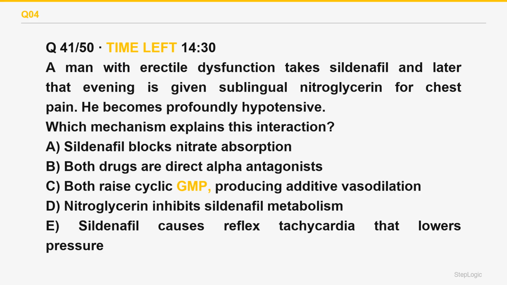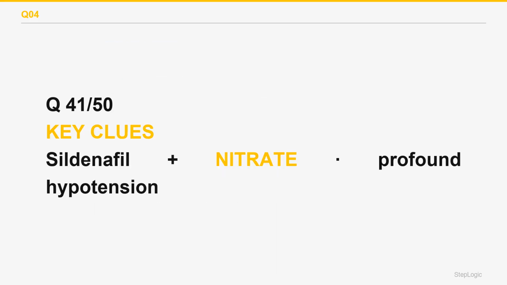Two drugs converge on the same second messenger from different directions. Nitrates donate nitric oxide, which activates guanylyl cyclase and increases cyclic GMP, relaxing vascular smooth muscle. Sildenafil inhibits phosphodiesterase type 5, the enzyme that degrades cyclic GMP, so it prevents breakdown. Given together, one drug increases production while the other blocks removal, and cyclic GMP accumulates dramatically.